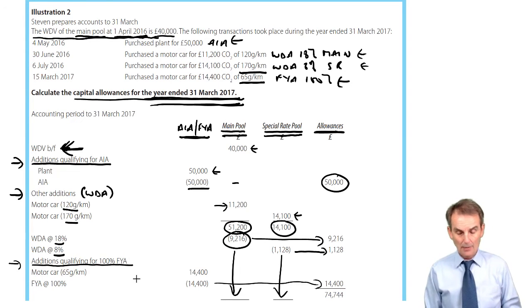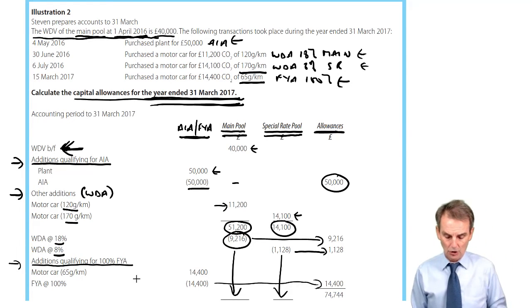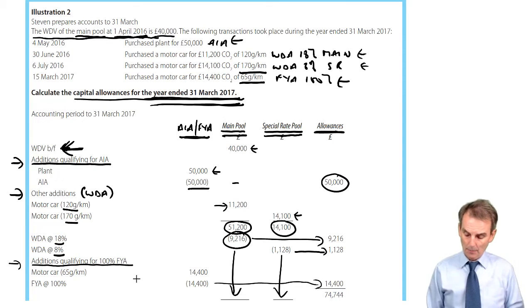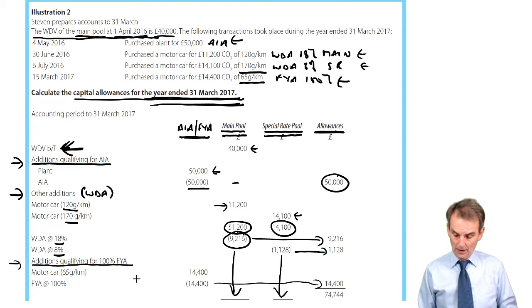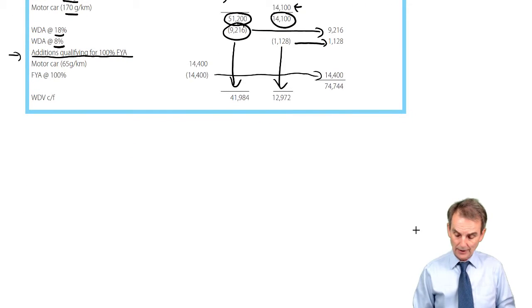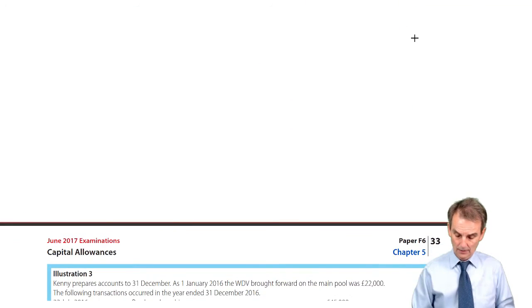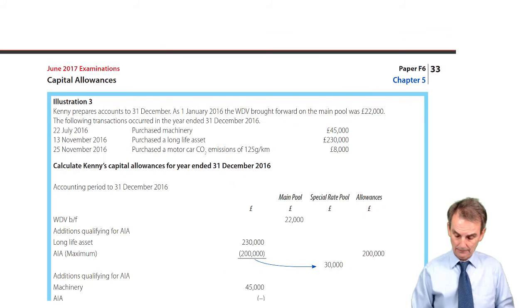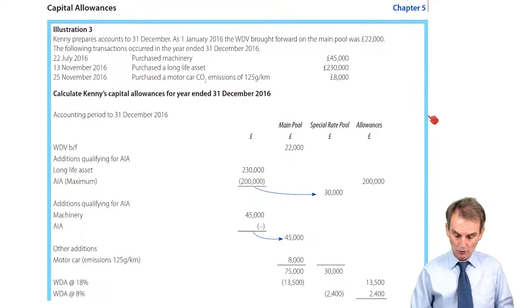Might want to spend time again, just have another look through that, make sure that you're happy with it and how we've approached the question. Otherwise, what we can then do is to move on to the next illustration, again involving both main and special rate pool.